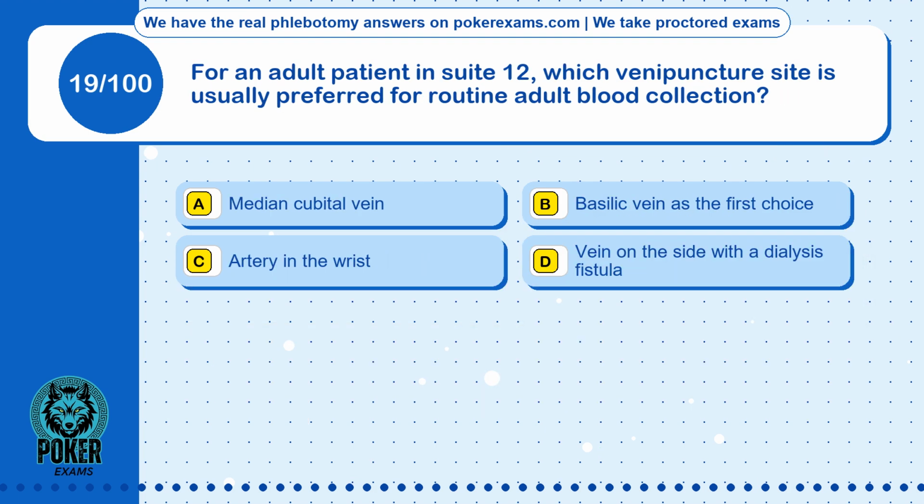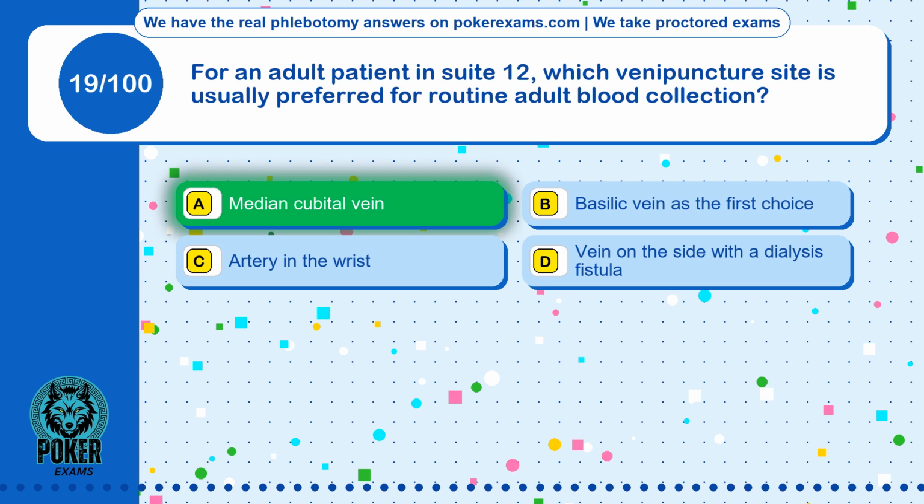Question 19. For an adult patient in Suite 12, which venipuncture site is usually preferred for routine adult blood collection? Option A, median cubital vein. Option B, basilic vein as the first choice. Option C, artery in the wrist. Option D, vein on the side with a dialysis fistula.